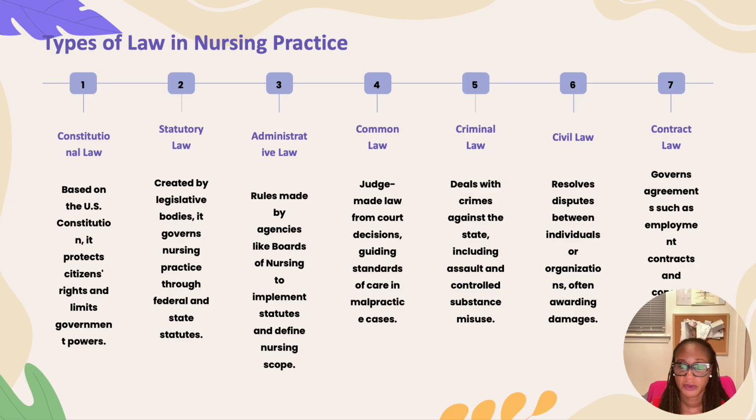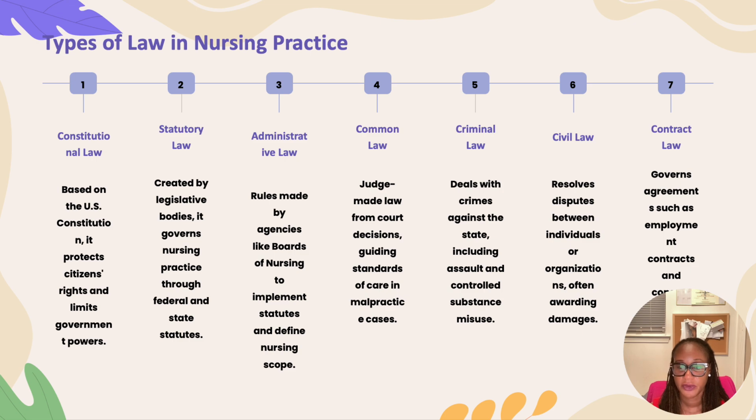We have statutory or legislative law. These are laws created by a legislative body, for example, the federal or state statutes governing nursing practice. Then we have administrative law, which is regulatory as well. These are rules made by agencies like the State Board of Nursing to implement statutes, for example, scope of practice rules. We have common law, judge-made laws derived from court decisions and legal precedents, often guiding standard of care in malpractice. So, common law.